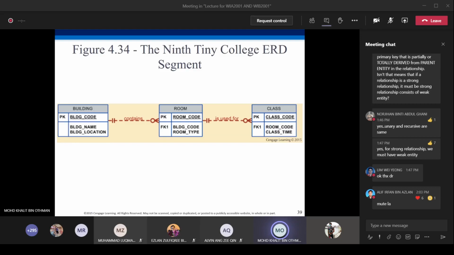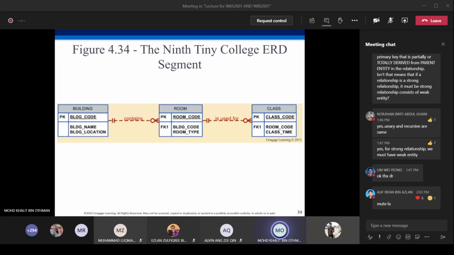And then lastly, we have the 9th example, the 9th ERD segment for Tiny College. Based on this figure, we have 3 entities here, which are building, room, and class, where we also have 2 relationships: between building and room, and between room and class. Contains is an association between building and room, and is used for is the association between the entities room and class.